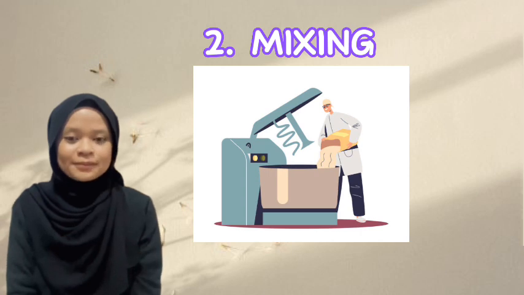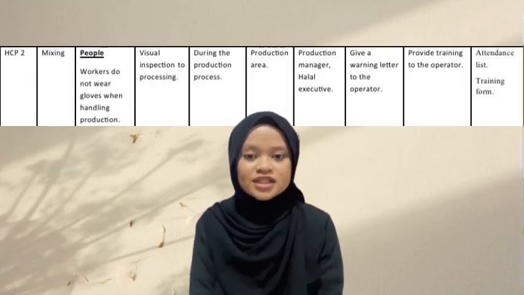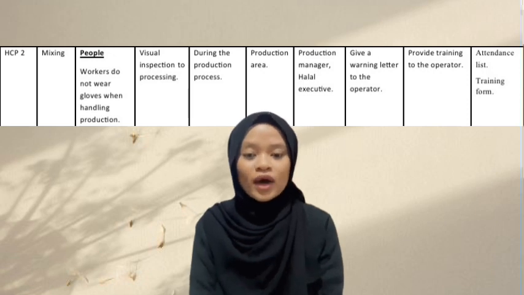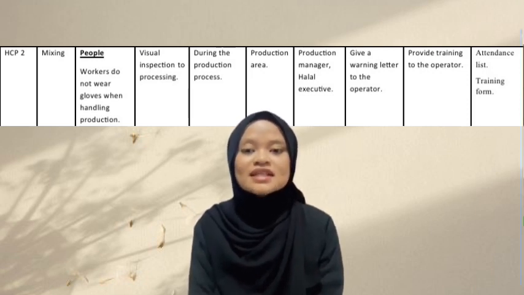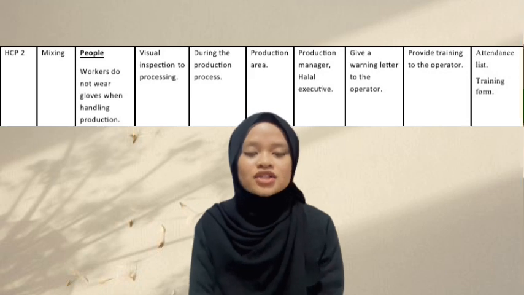We move to the next process step, which is mixing. People. Workers do not wear gloves when handling production. How? Visual inspection during processing. When? During the production process. Where? At the production area. Who? Production manager or halal executive. The corrective action is give a warning letter to the operator, and the verification is provide training to all operator.